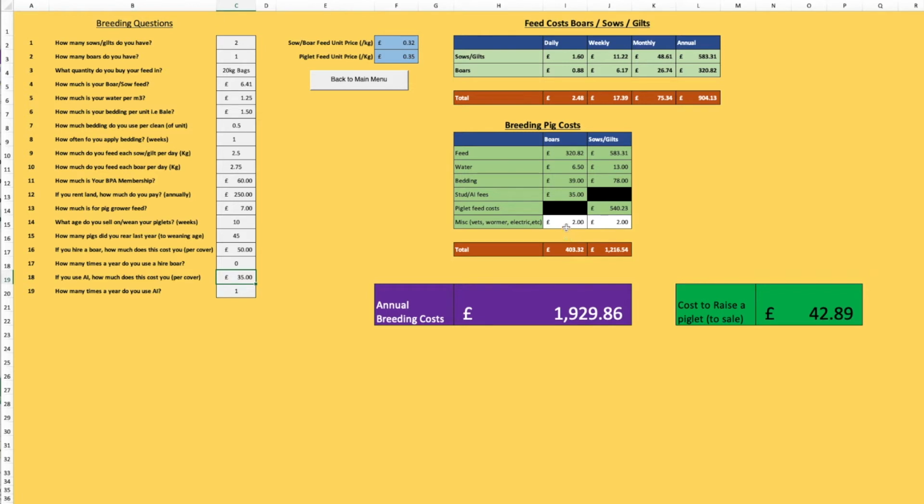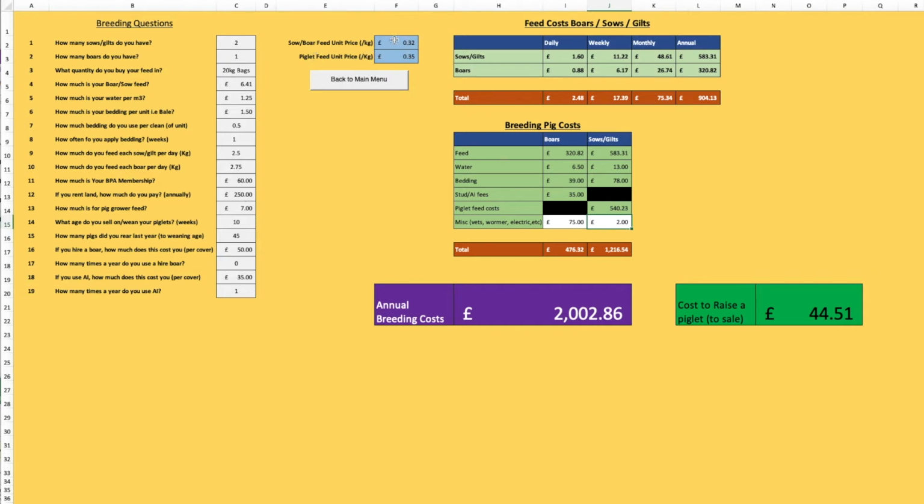Now, if you have any miscellaneous costs that you want to factor in there, you've had a vet visit that's cost you, I don't know, £75 or something, you can put that there as a one-off. And you'll see this will come up with a total value that for the year it's potentially cost me £2,002.86 to keep my 3 breeding pigs. So that's how you work that bit out.